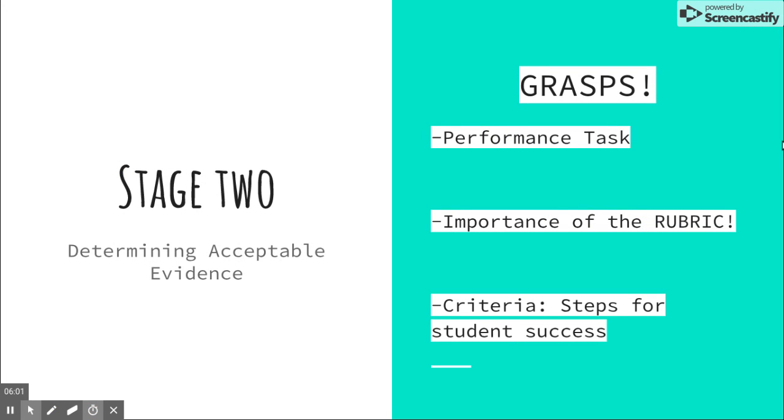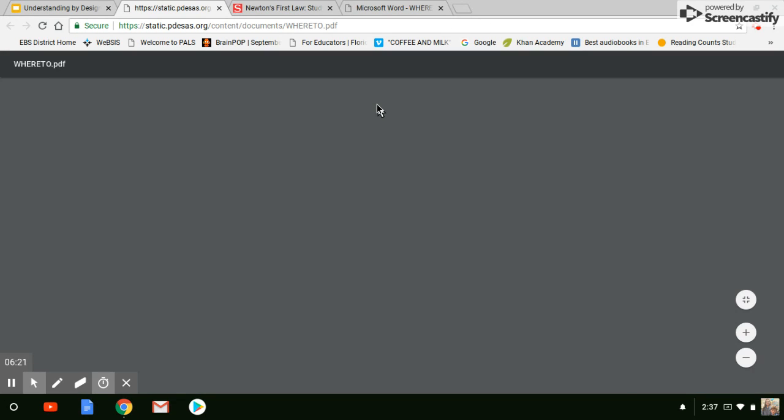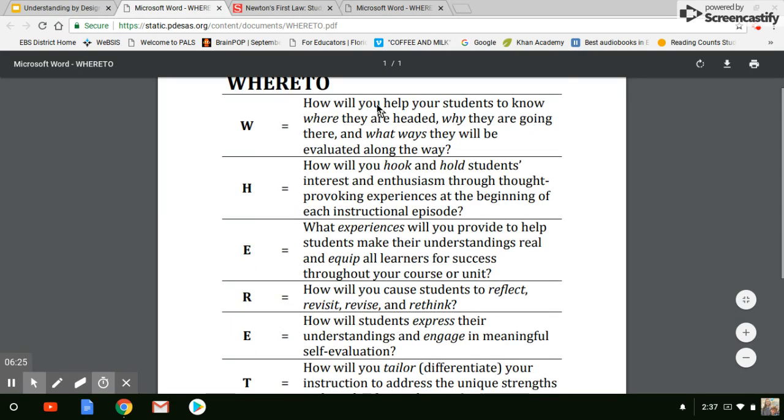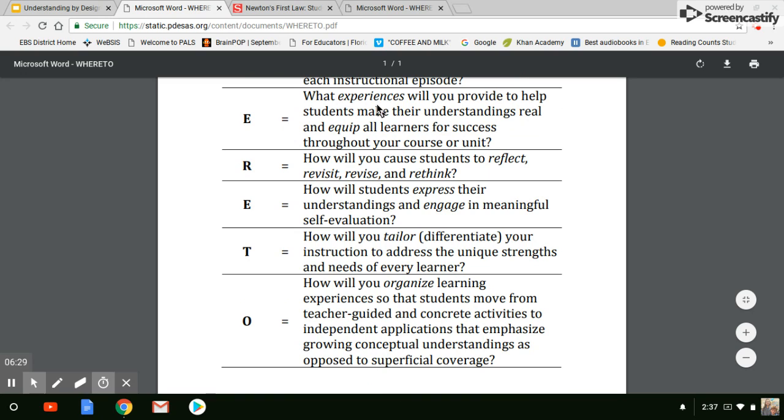After stage 2, we enter stage 3 of my UBD, which is the learning experiences and instruction. This is really where we see the importance of WHERETO, and I will take us over to the WHERETO, just remembering where are we heading, how can I hook my students, what experiences can I provide them with.